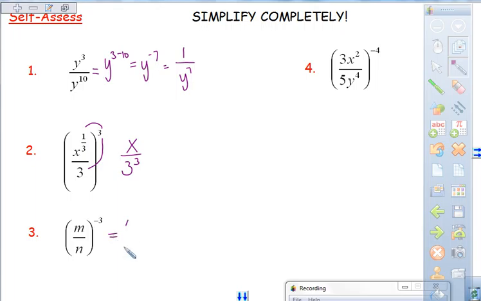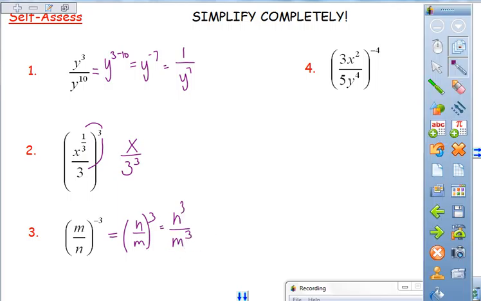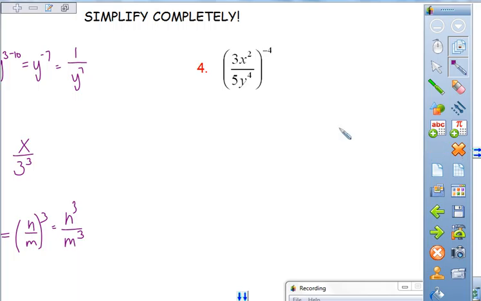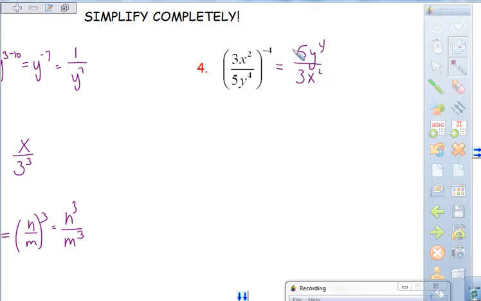Number 3, I'm going to flip my fraction, n over m, and now I have to cube each one. So I get n cubed over m cubed. Number 4, let's flip it to get rid of the negative. And now I need to take every term to the fourth.